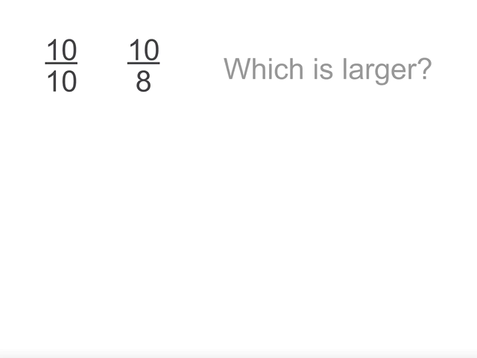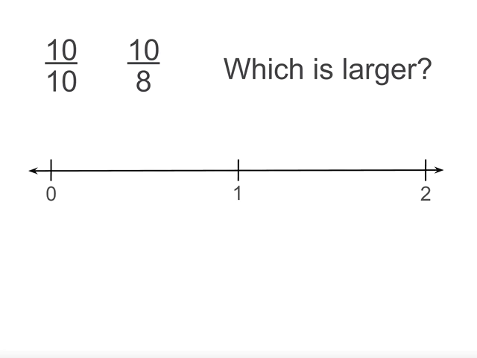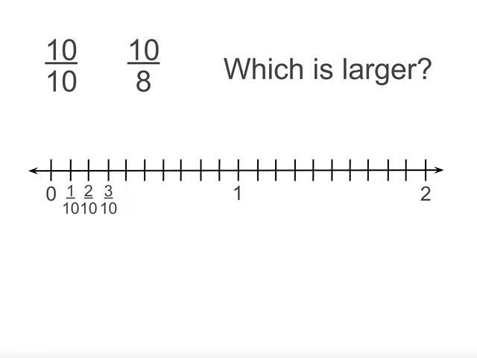Which fraction is larger? This time, we draw our number line between 0 and 2. To show tenths, we divide each whole number into 10 equal parts. Then we can label our tenths, so 1/10, 2/10, 3/10, 4/10, and so on. We get to 9/10, and 10/10 is our whole number 1.